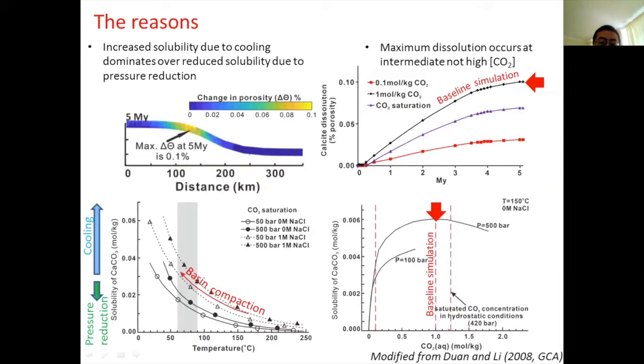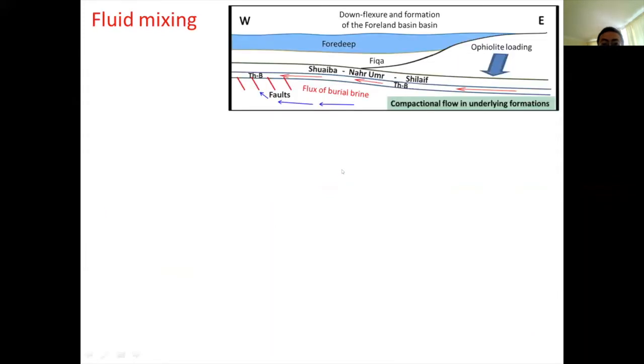Our simulation result shows that compaction cannot cause microporosity to form at the right place and temperature. So we need to consider another scenario.